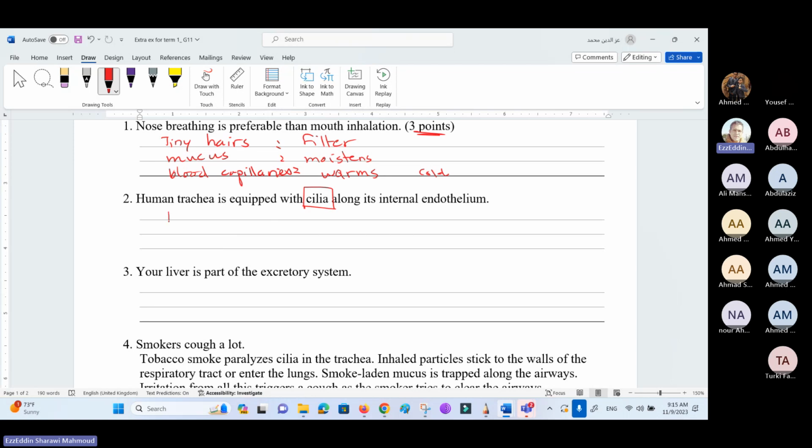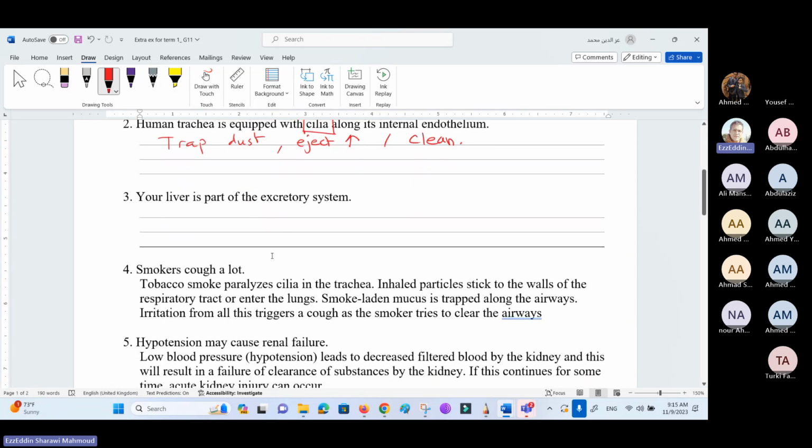Cilia will trap dust because they move involuntarily from down to up to eject any foreign bodies upward, and this can keep your inhaled air clean. Again, cilia will trap the dust and help to eject it up the trachea, and this will keep your inhaled air clean.